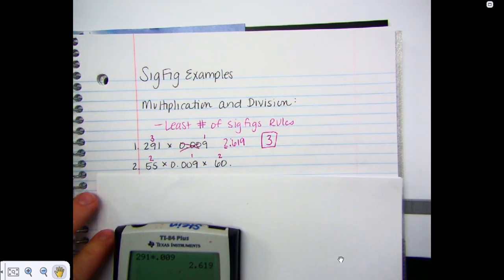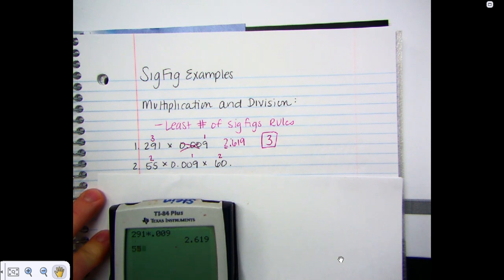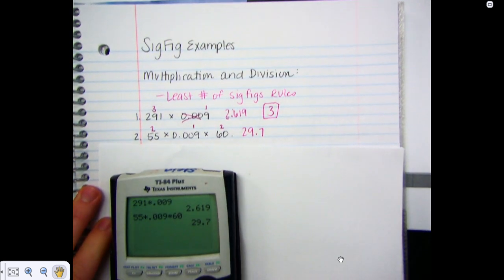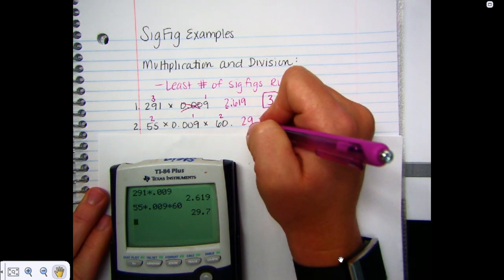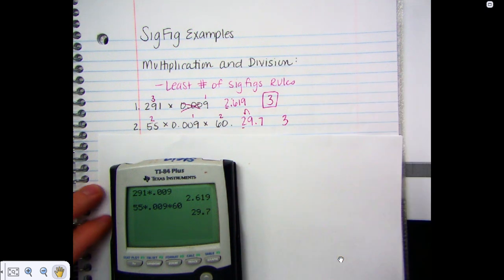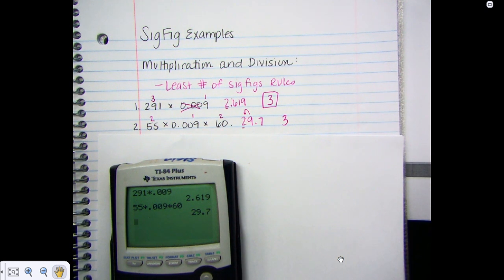When I put this into my calculator, 55 times 0.009 times 60 comes out to be 29.7. I can only have one sig fig. So the 9 rounds this up, but is it 3? That doesn't make sense, right? If the answer is 29.7, 3 is not going to work.